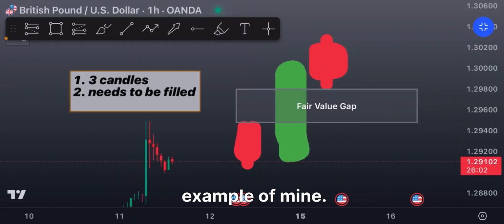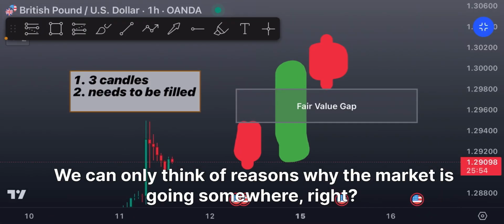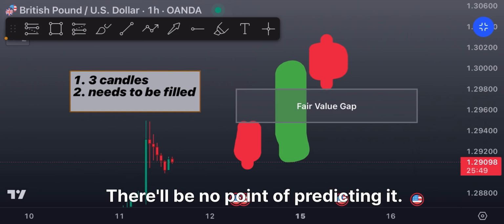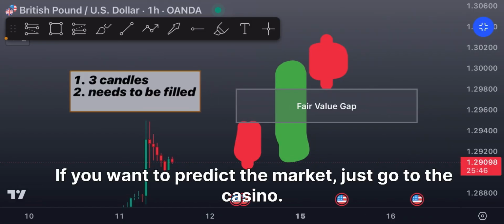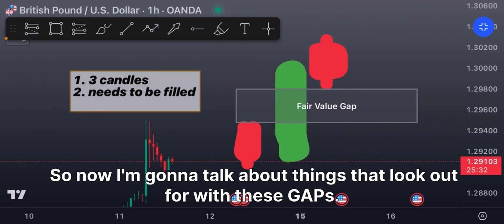As an example, mine, you just need to look out for it as you're trading because we can't predict the market. We can only think of reasons why the market is going somewhere, right? There would be no point in predicting it. If you want to predict the market, just go to the casino. You're going to make a lot more money at the casino than randomly trying to gamble on the market.